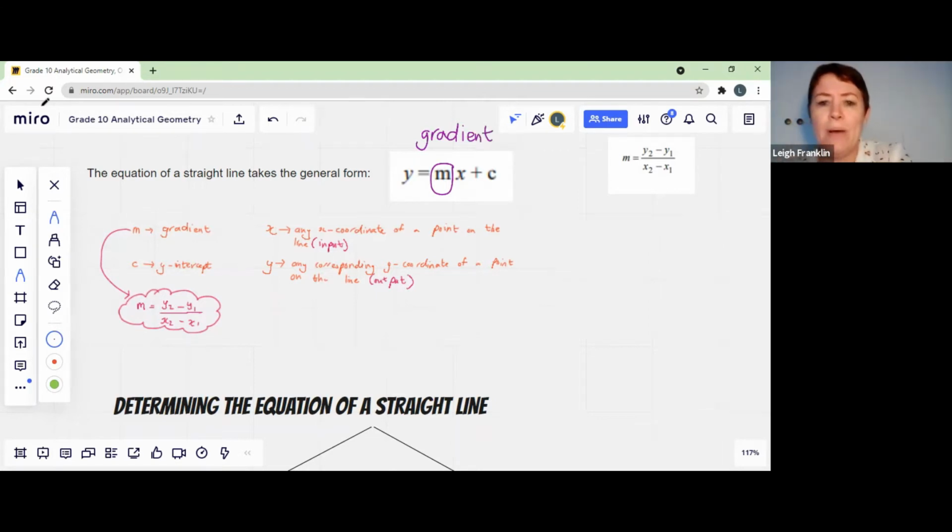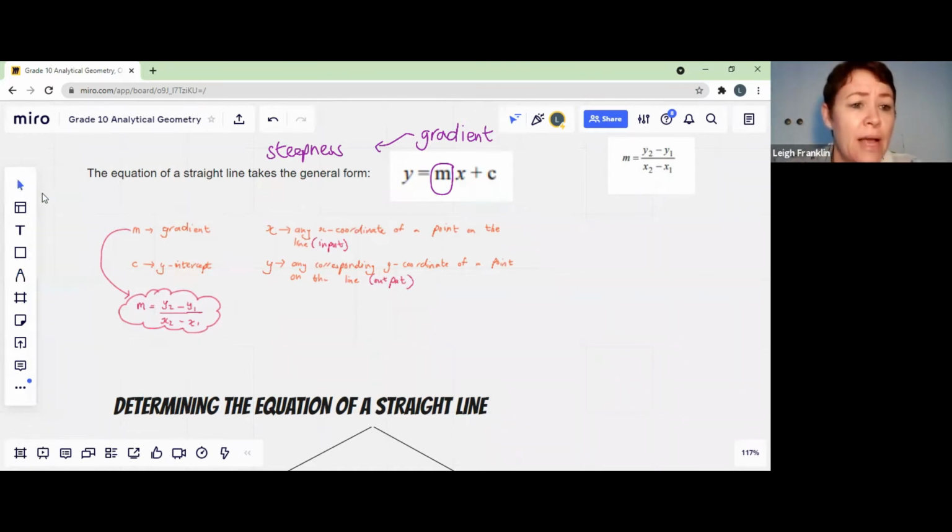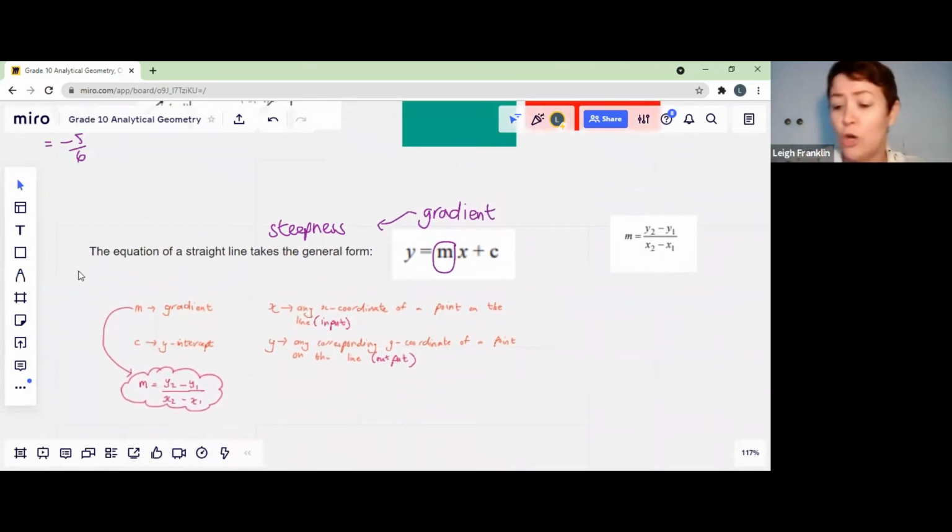Can someone remember, what does the word gradient mean? What does it tell us about the line? What is it a measure of? How steep it is. Good, David, thank you. So it is a measure of steepness. Slope, exactly, Nzole. And it can be positive if it slopes up to the right, and it can be negative if it slopes down to the right.